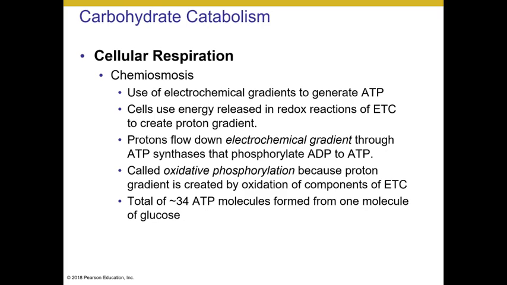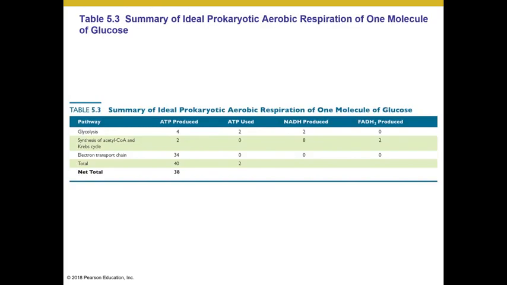RN connection. In septic shock, membrane integrity and oxygen use are disrupted. Chemiosmosis fails and ATP levels plummet, leading to multi-organ failure. This table summarizes what we've been building up to, the total ATP yield from one glucose in a bacterium.